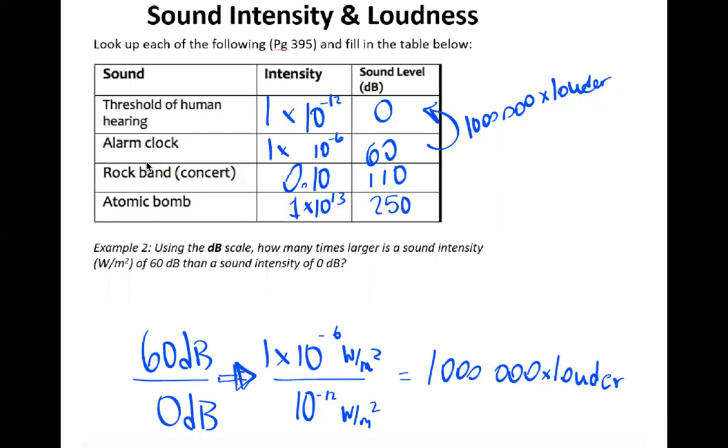Now, if we go from the alarm clock to a rock band, which is 110 decibels, 60, 70, 80, 90, 100, 110, that is a 50 decibel difference. Because that's 5 of those levels, it would mean it's 10 to the 5 times louder from here to here.